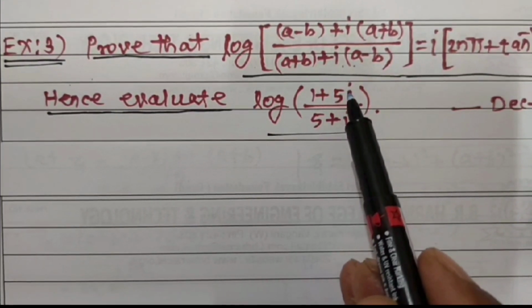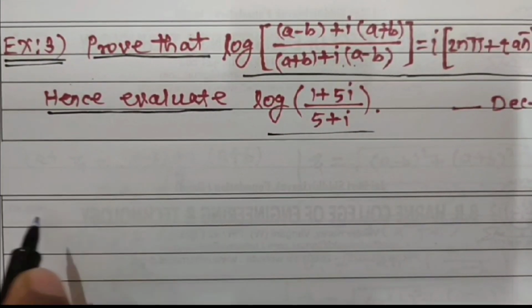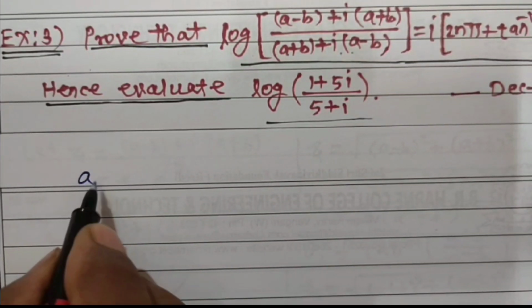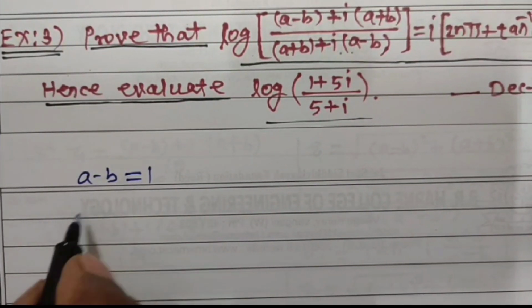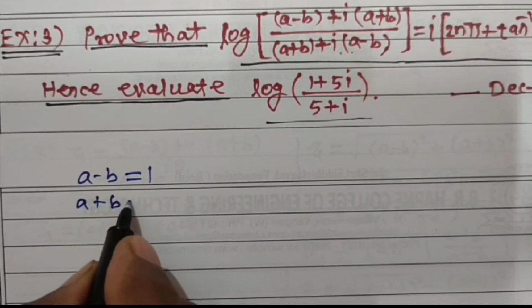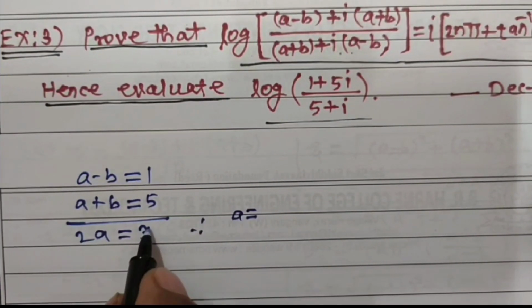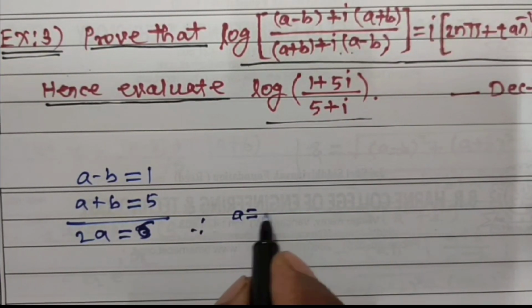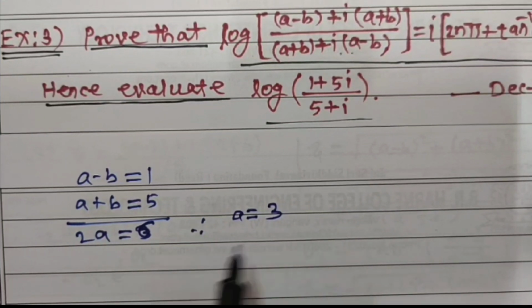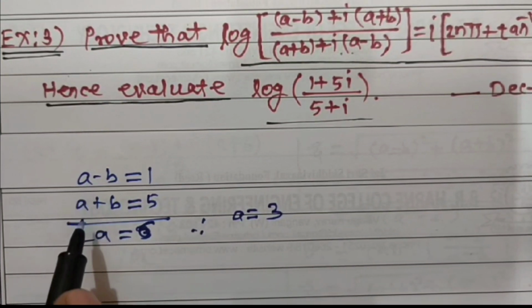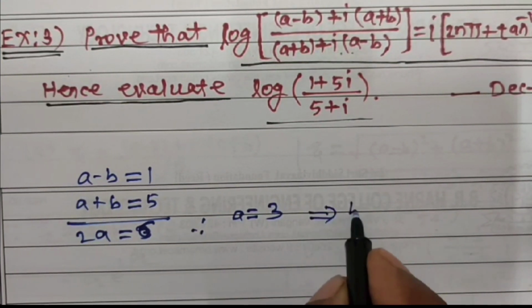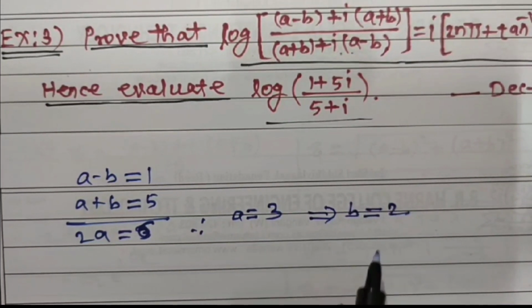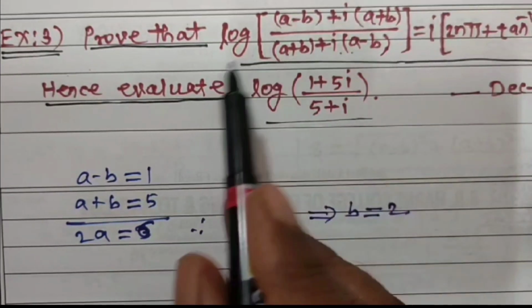Then solving these two, we will get A. You can consider this as A minus B is equal to 1 and A plus B is equal to 5. Then this can be written as 2A is equal to 6 and A is equal to 3. If we substitute A is equal to 3 here or here, then this gives B is equal to 2.